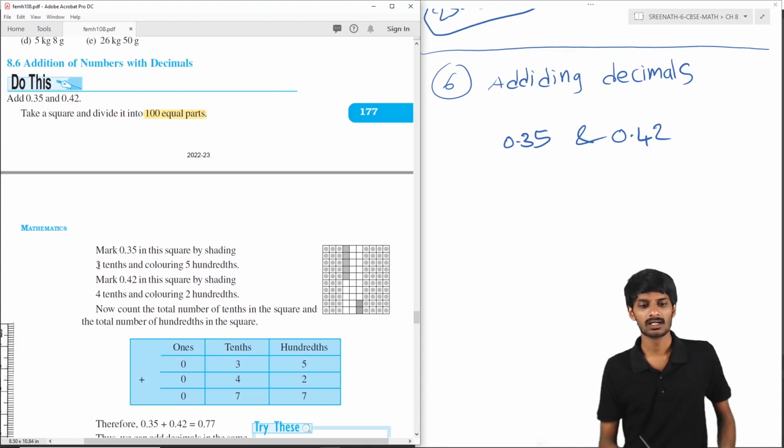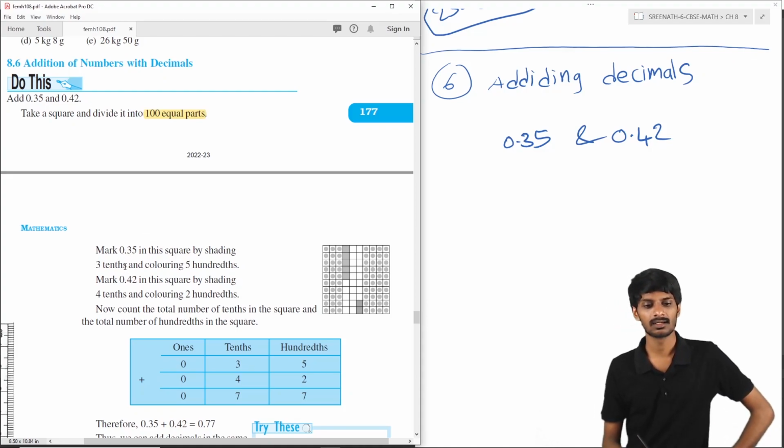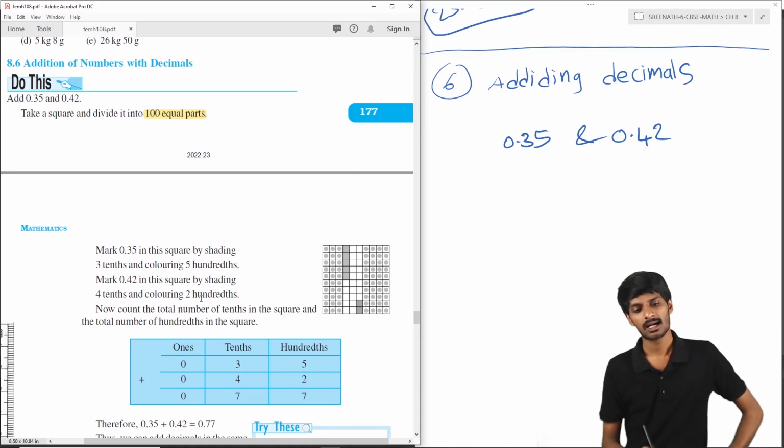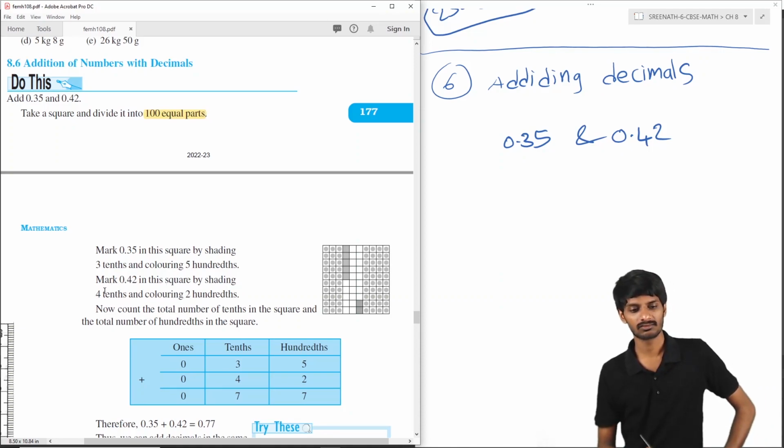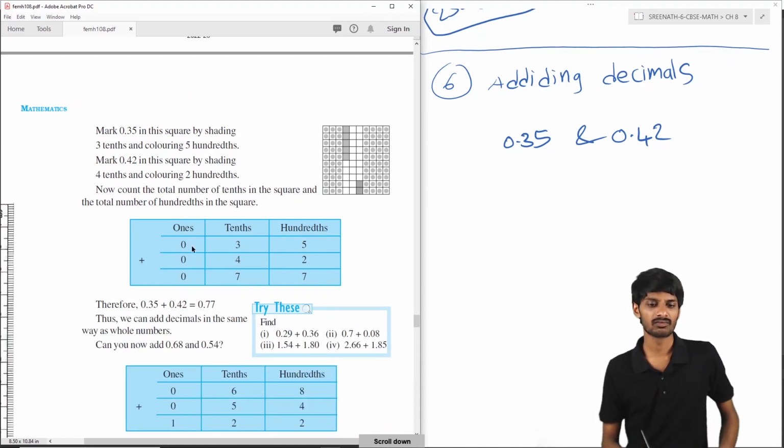Okay, students, 0.35 means 3 tenths, 3 1/10ths, and coloring 5 hundredths, like that. Next, 0.42 is marked in the square by shading 4 tenths and coloring 2 hundredths, 1/10ths, 100ths, students, like that. Is there any ones? No ones.